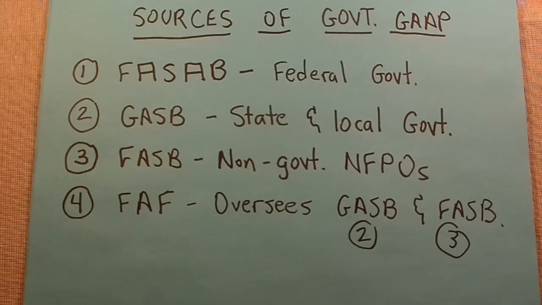We have FASB, Financial Accounting Standards Board, the same group that does for-profit accounting, that deals with non-government, not-for-profit organizations. Recognize these are organizations that aren't in business to make a profit, but they're also not government-oriented. FASB handles them too. And the Financial Accounting Foundation, FAF, is sort of the oversight body that handles most of the rules. So they oversee both GASB and FASB. They really don't issue standards, rather they cause FASB and GASB to issue them.